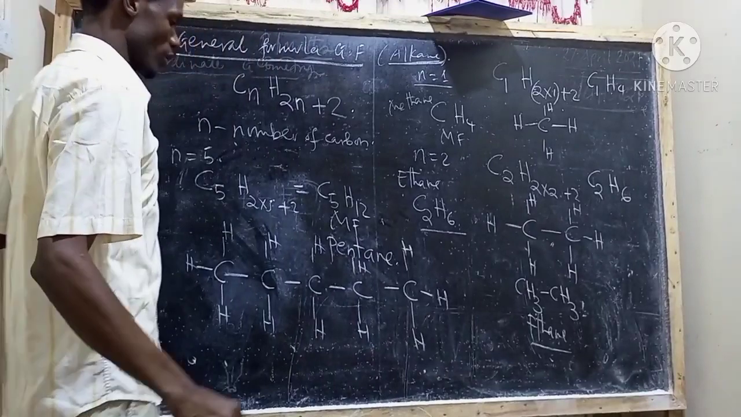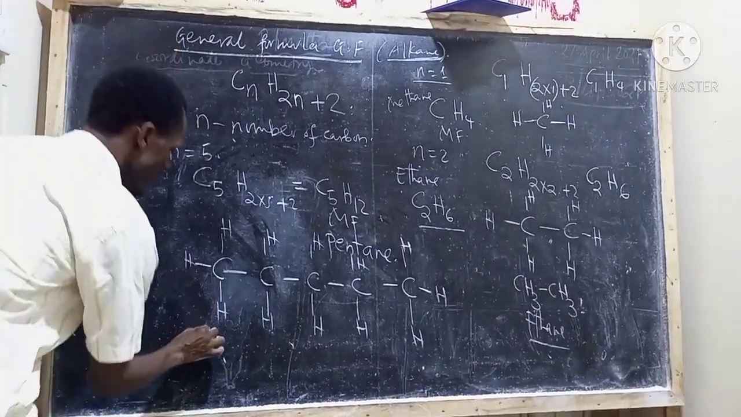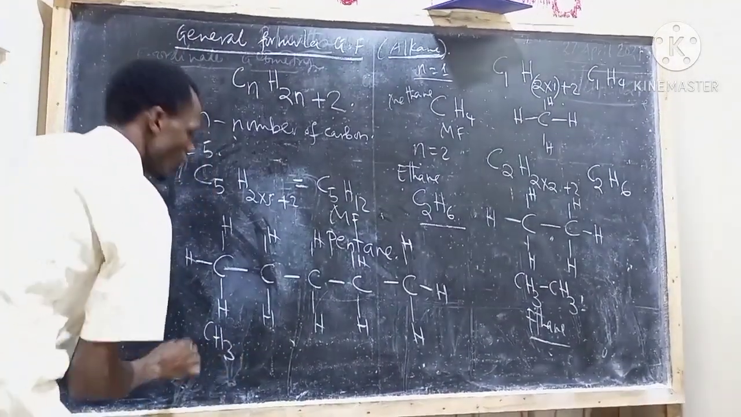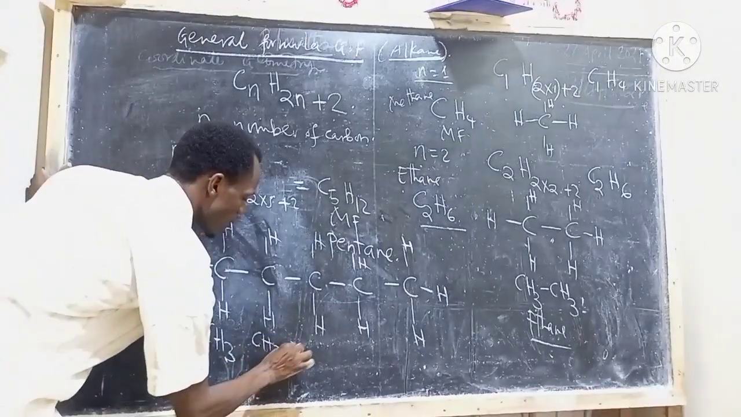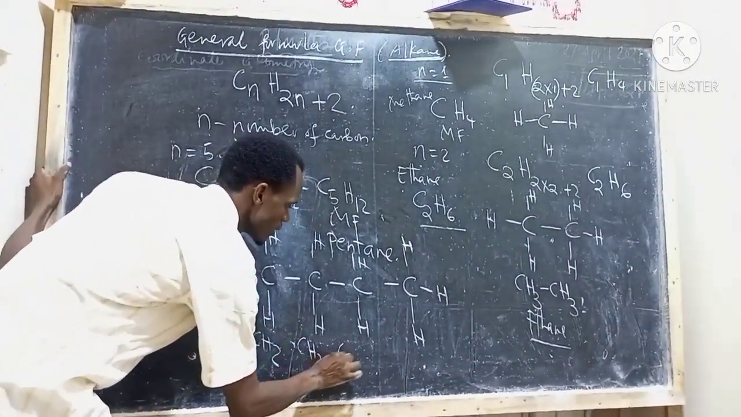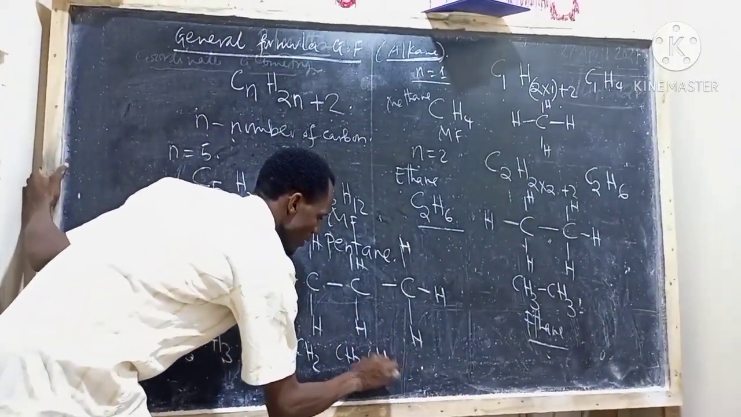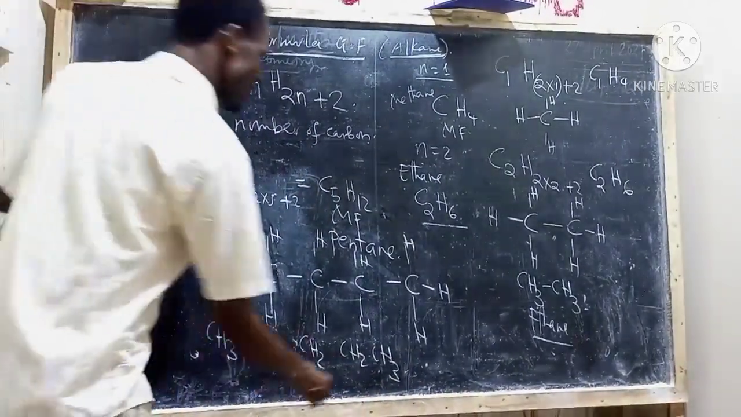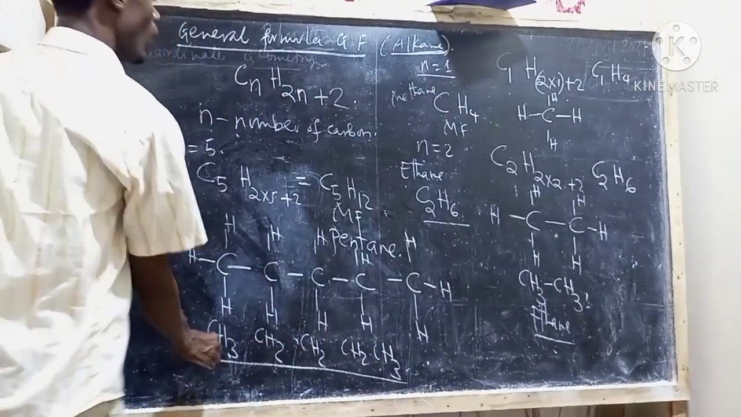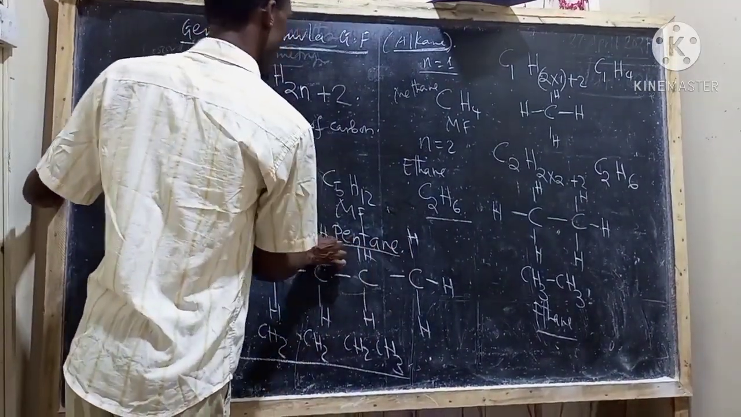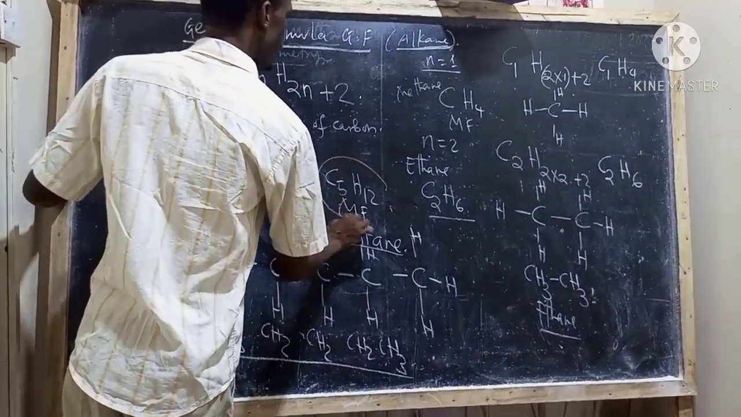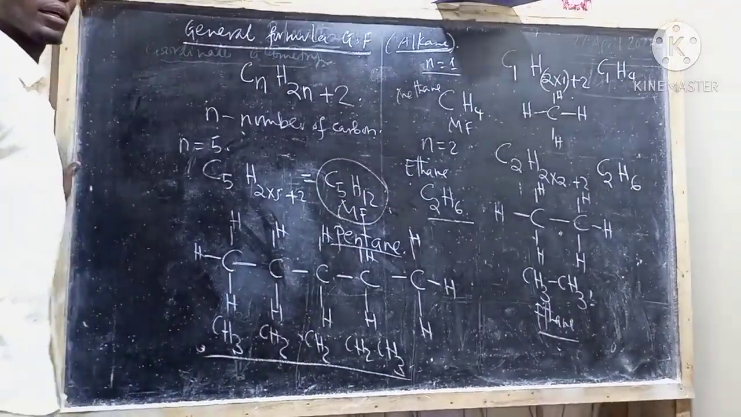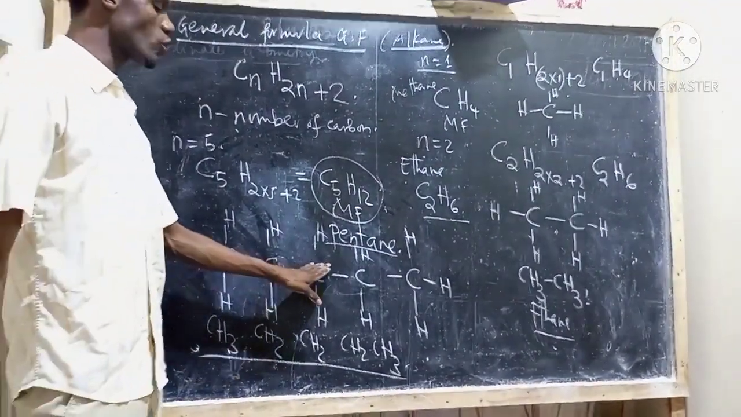In short, this is CH3, then CH2, then CH2, then CH2, then CH3. This is the condensed structural formula for what we call pentane. And this is the molecular formula for pentane. And this is an open structural formula.